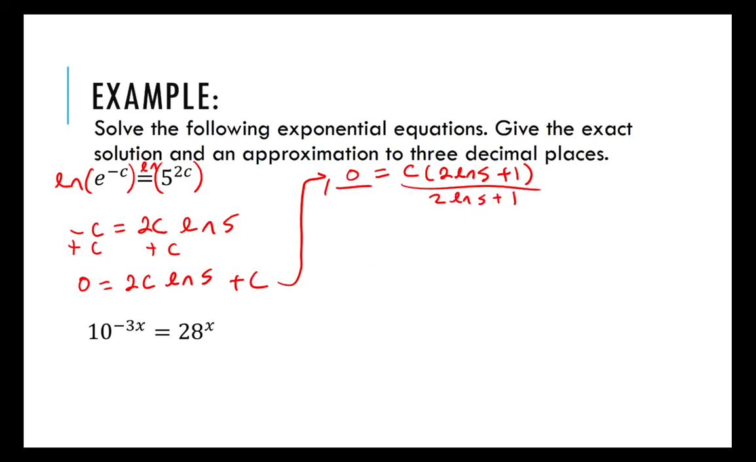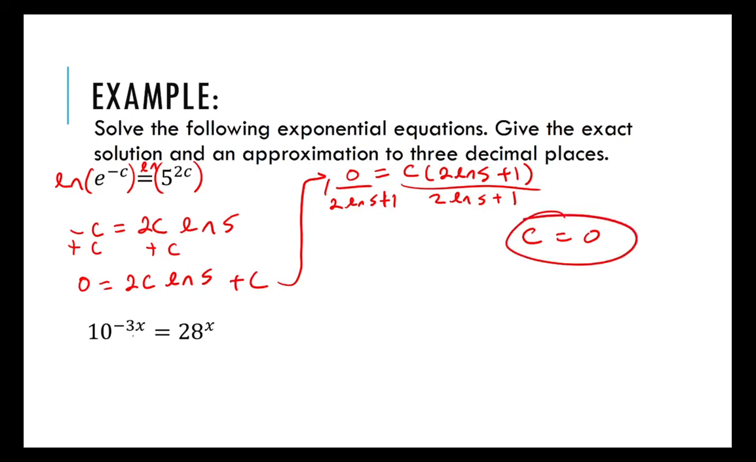And so when I divide by that entire thing, well, what happens? Well, then I have 0 divided by 2 natural log of 5 plus 1. Well, that gives me that c is equal to 0. Well, at this point, just to confirm that it works, why don't we throw it in there to double check? E raised to the negative 0 power is e to the 0 power, which is 1. 5 raised to the 2 times 0 power is 5 to the 0 power, which is 1. So this works. C is equal to 0.